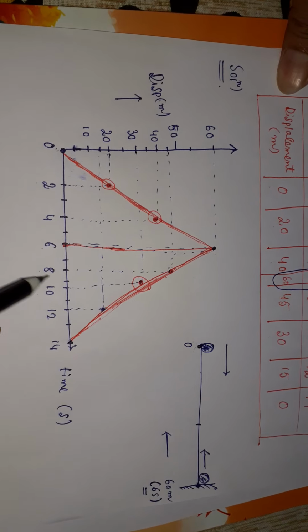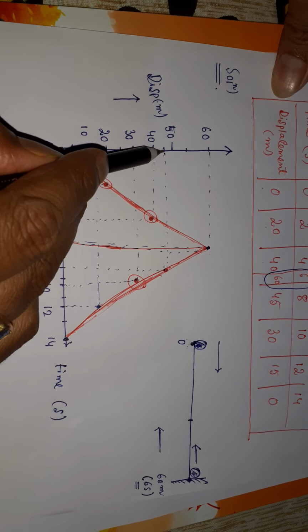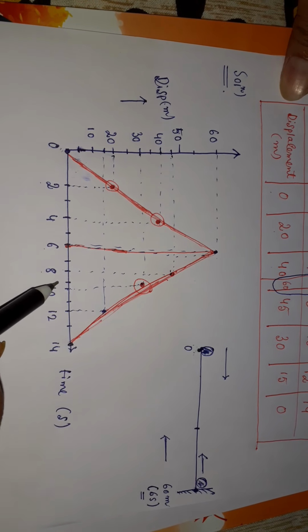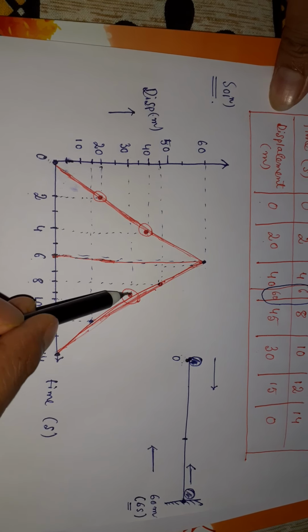At 8 seconds it has how much displacement? 45. So this is the 45, this 40, 50, and in between 45 is there, so 45. At 10 seconds how much? At 10 seconds, 30, you can see this one.